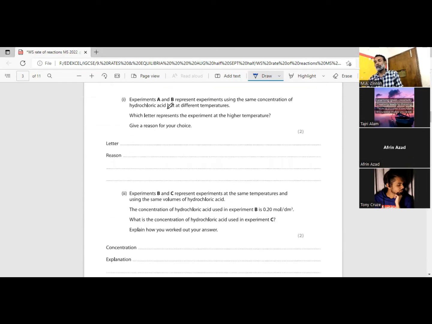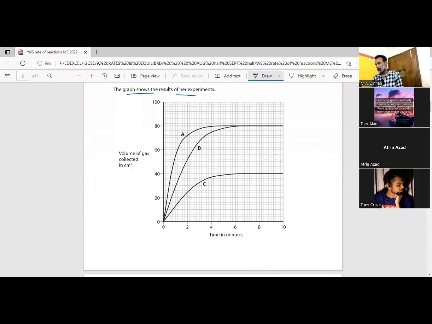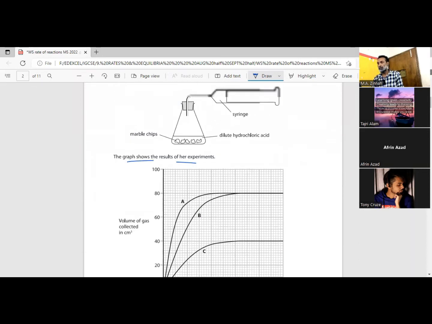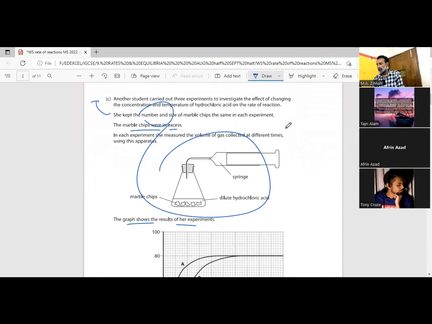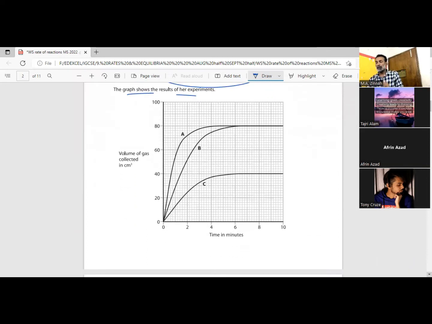Now see, experiments A and B represent experiments using same concentration of hydrochloric acid but different temperature. So this says in both experiments they are using same concentration of the acid. Okay, so should the volume or total change be different? Volume কি mass কি করছে এটা? What was the volume? Okay, volume, because the experiment was to monitor volume. Okay, volume, and experiment A and B. Do you get the volume same here?